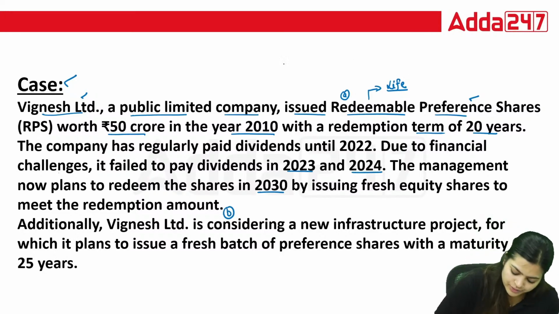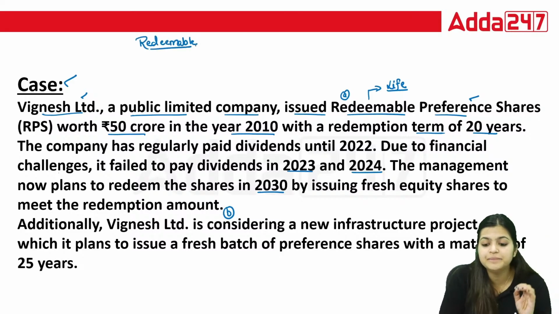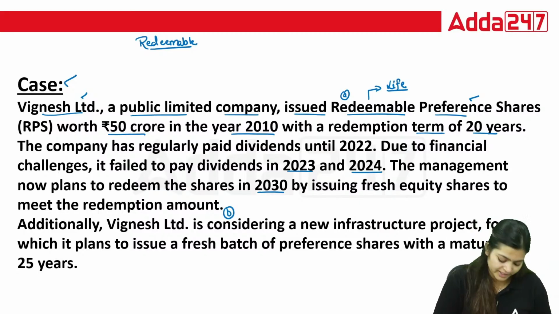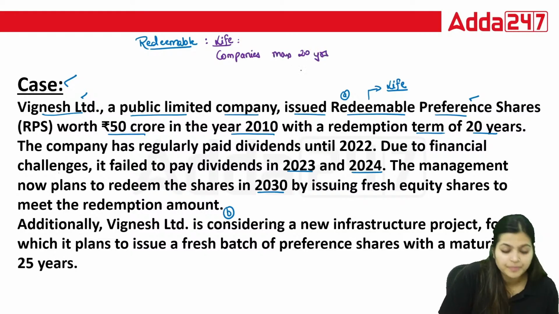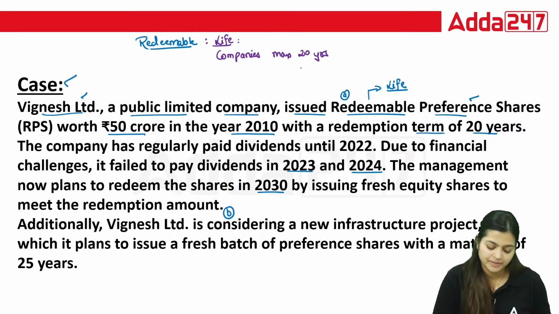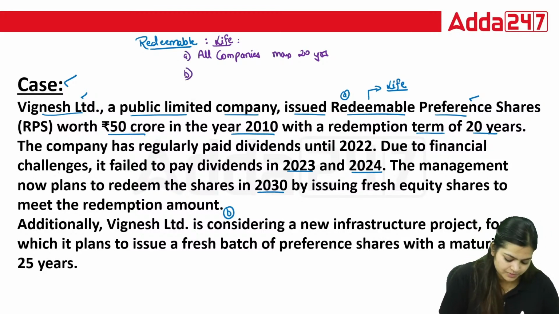Now if I talk about redeemable preference shares, what are the qualities we have under this? Under redeemable, you are going to prescribe a life. You know what is the maximum life for all companies? That is 20 years. Correct? For all companies, the maximum life is 20 years.